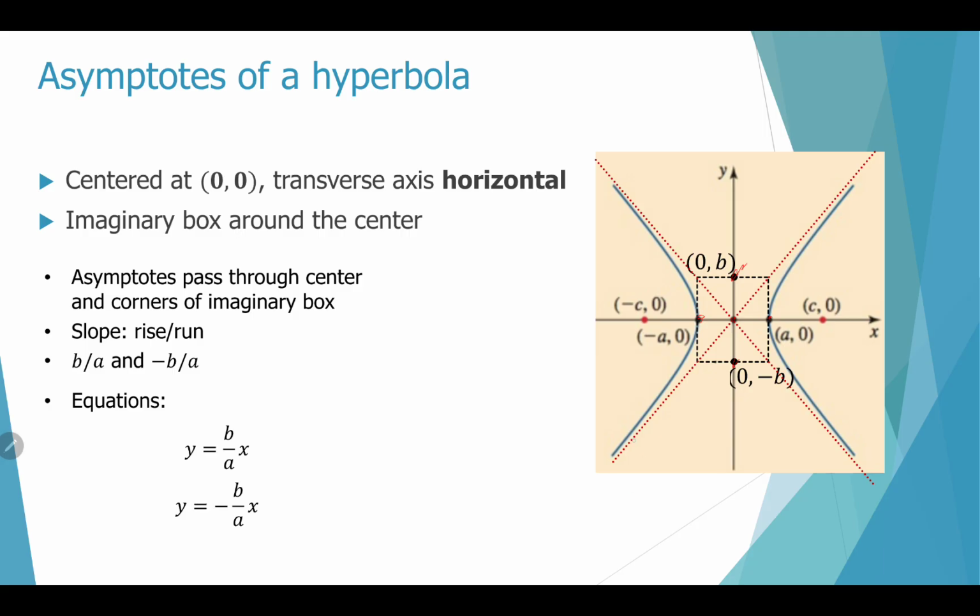And the dashed line here, this is our asymptotes. No matter how big our hyperbola gets, this line continues. The asymptotes pass through the center and corners of this imaginary box. And the slope is, of course, rise over run. So the slope has this relationship: it is b over a and negative b over a. So the positive slope is b over a, the negative slope is negative b over a, right?